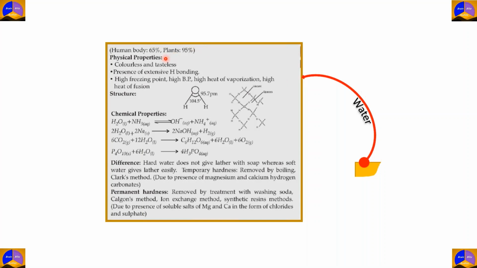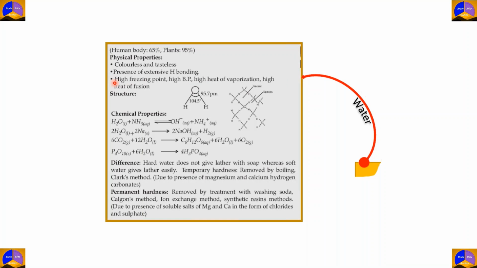Now, the physical properties of water are: first, water is colorless and tasteless. Water, as we know it, is usually colorless, and it does not have a characteristic taste. The second physical property is that water has the presence of extensive H bonding. Now, because of this, we find that water droplets are always circular. This is because of surface tension caused by extensive hydrogen bonding between water molecules in the liquid state.